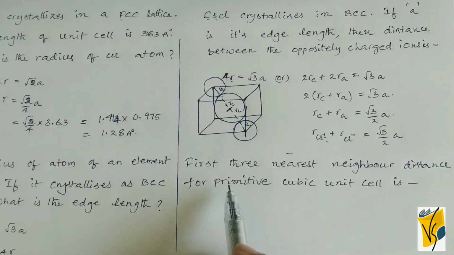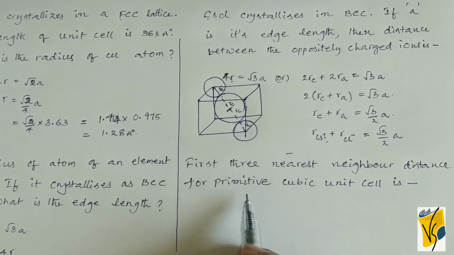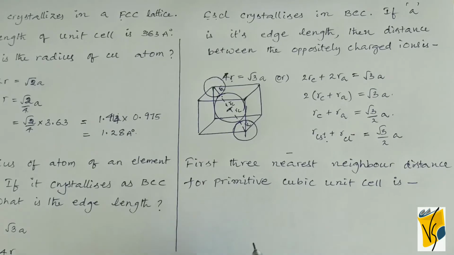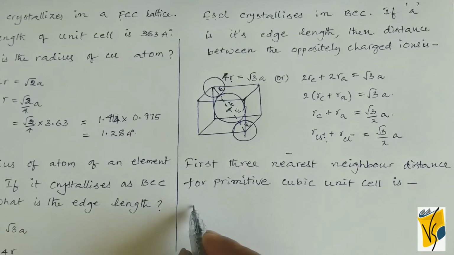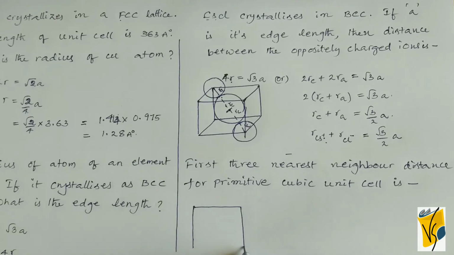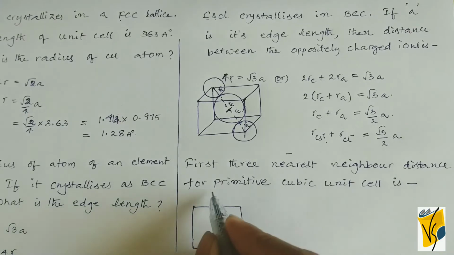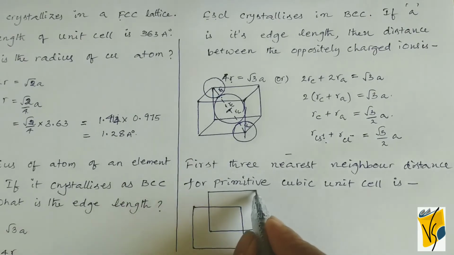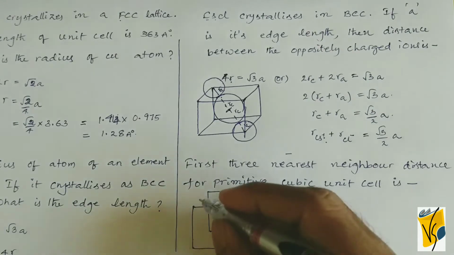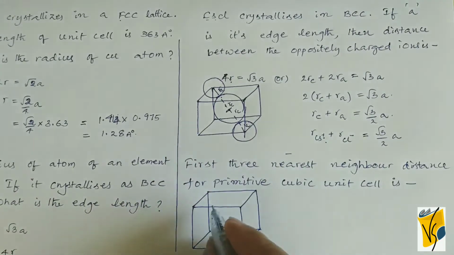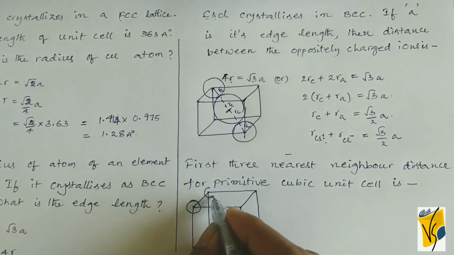Next problem: first 3 nearest neighbor distances for a primitive cubic unit cell. A primitive cubic unit cell is a simple cubic unit cell, and the structure is like this. Eight lattice points will be there, and the atoms are present in the corners like this.